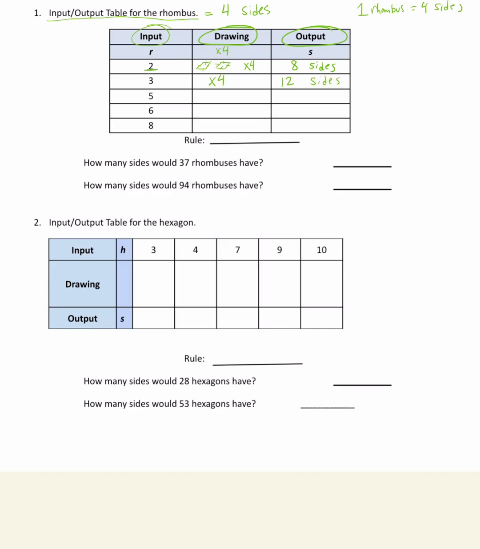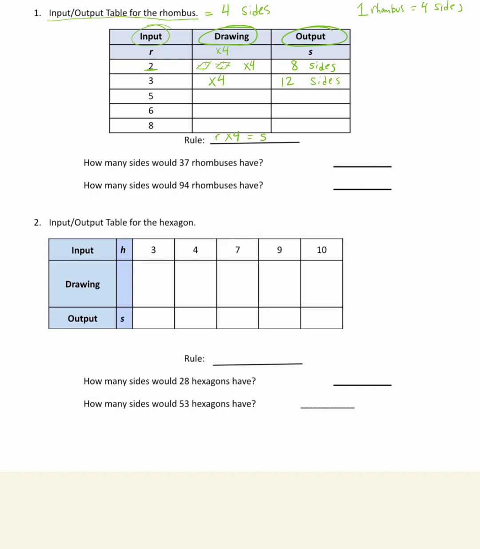12. And so as we already said, the rule for this is we're taking our R, the number of rhombuses, and each rhombus has 4 sides. And when I take that R times 4, or the amount of rhombuses, and multiply it by 4, that's going to tell me the S, the amount of sides I have.